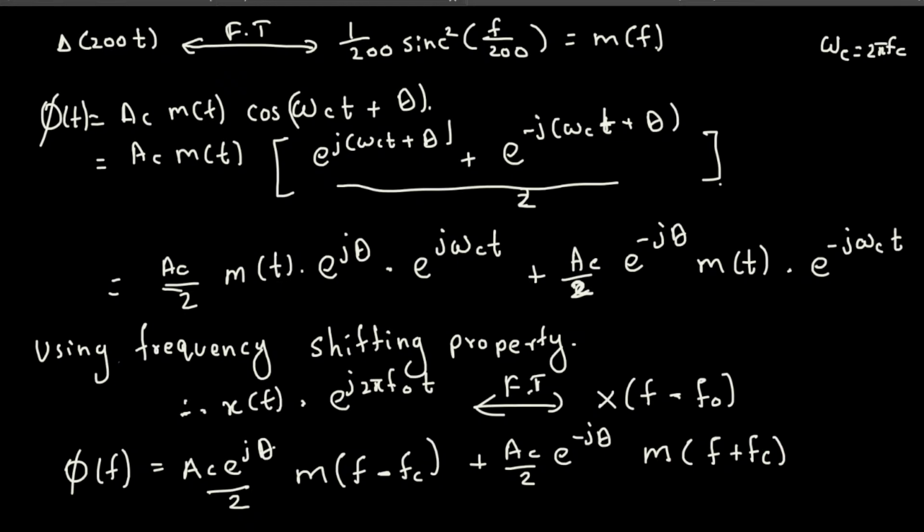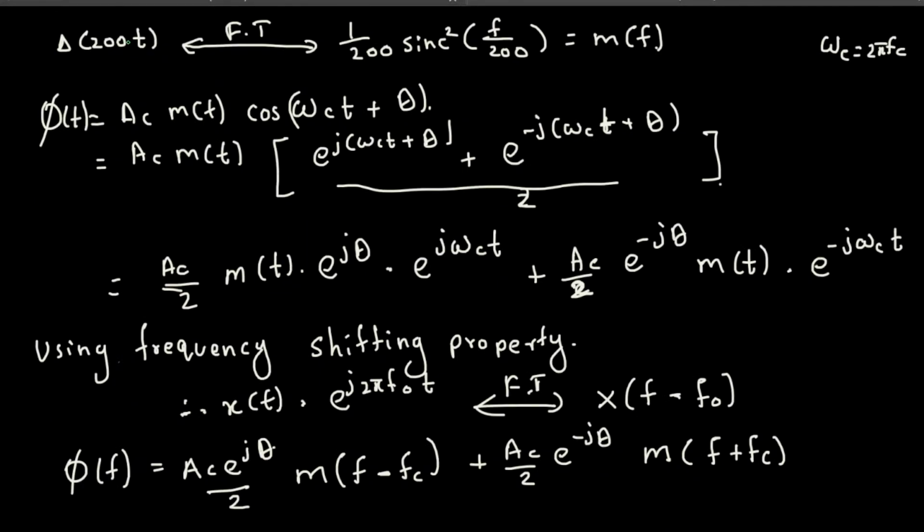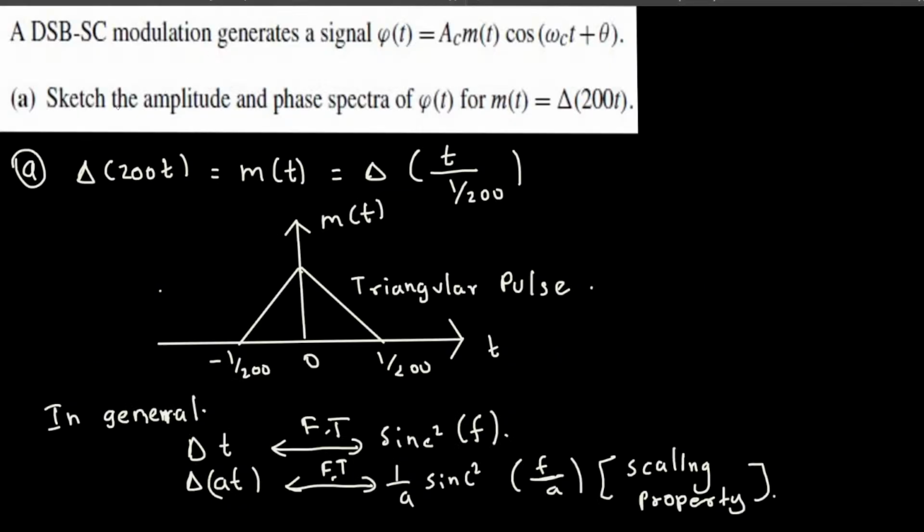Okay, now we have done the shifting like that, this whole thing becomes a shift. And we do that with m of t, and that is it. Now we can do one more thing, that m of t is a function that is triangular of 200t. That's the m of t provided in the question.